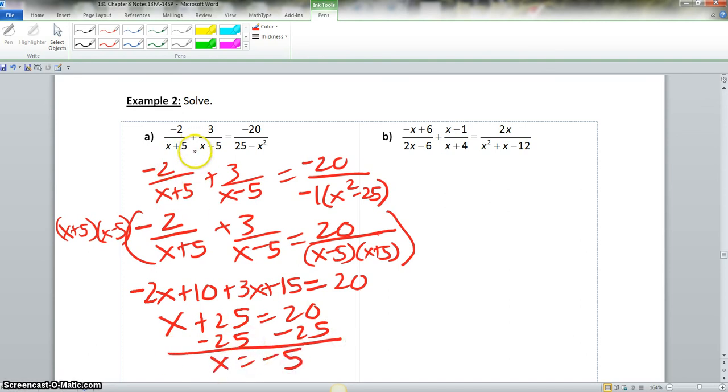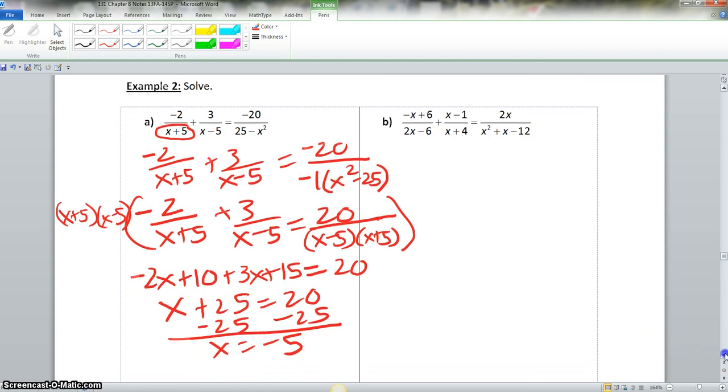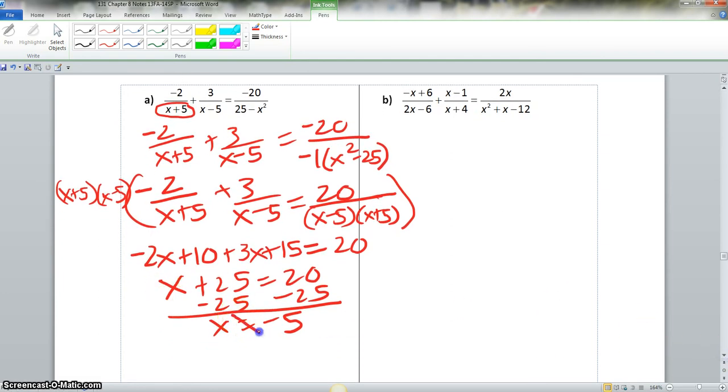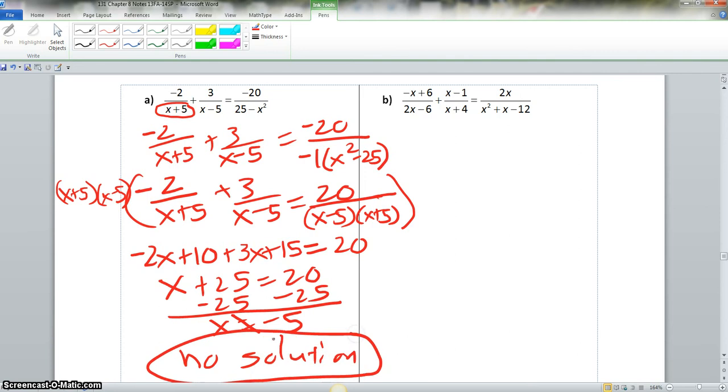Now let's go back up here. Would negative 5 make any of these denominators equal 0? Yes, it would. It would make this denominator equal 0. So we know that this cannot be our answer. And since this was the only answer we had, it'll be no solution. And that is the final answer for that problem.